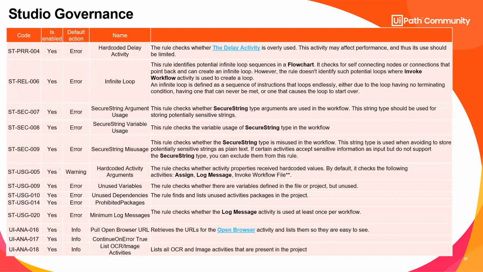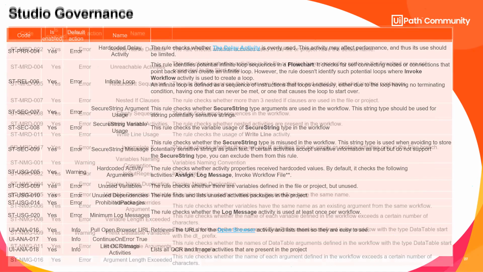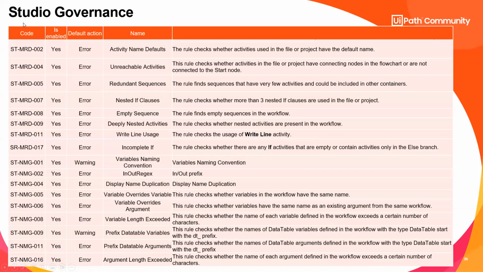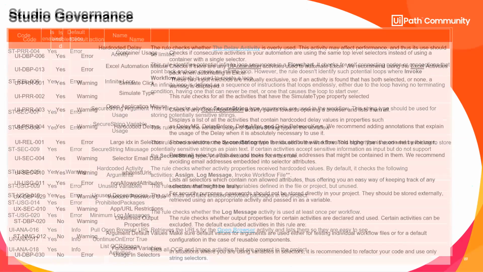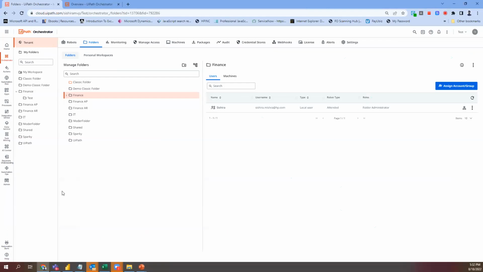All right. So there are rules available at the Studio governance layer. These are all Studio. There are rules available at the Studio X layer. If you are citizen developers, you can define a citizen layer as well. And things like infinite loop, secure string misuse, minimal log message, all this you can do. So let me show you that in a real experience.